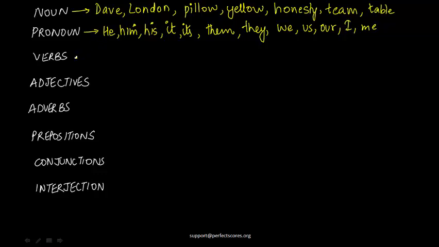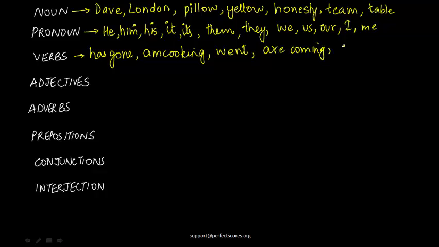Then coming to verbs. Verbs are the words that tell us about action. For example, he has gone. I am cooking. She went. They are coming. They came. They will come. So these are all actions. That is why these are all verbs.